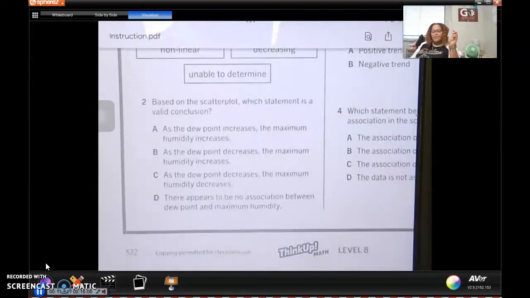Number 2, it says, based on the scatter plot, which statement is a valid conclusion? As the dew point increases, the maximum humidity increases. Well, are they both going up? No. As the dew point decreases, the maximum humidity increases. They're not going down either. As the dew point decreases, the maximum humidity decreases. Again, they're still not going in any direction. There must be no association there. It's just random dew points and random humidities.